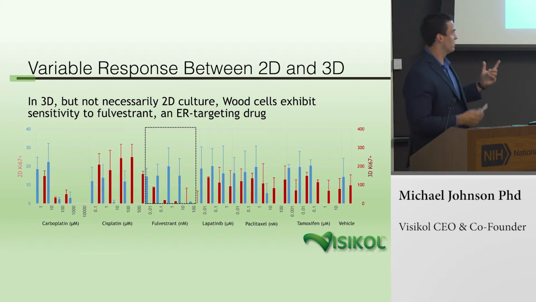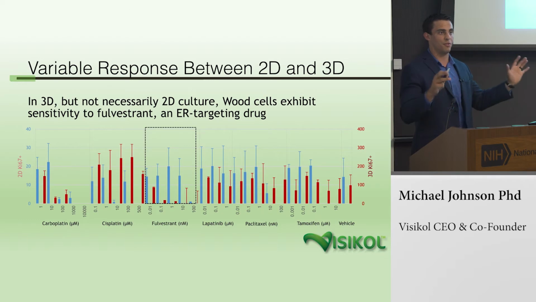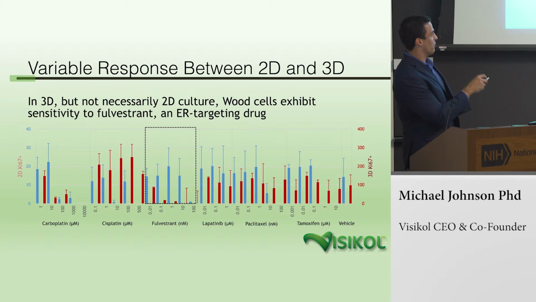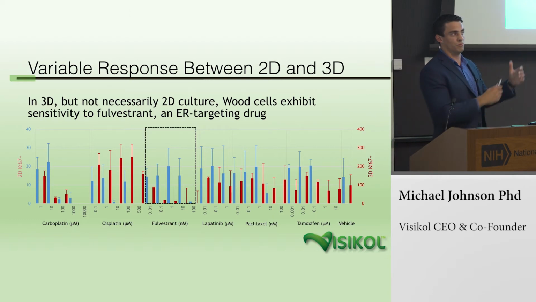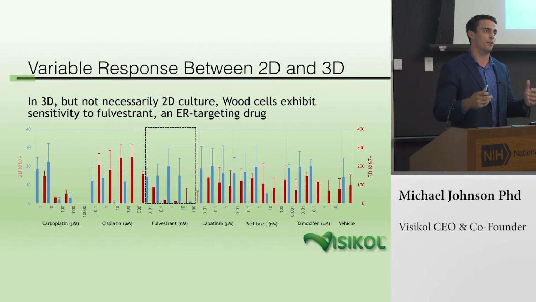Now, this comes into play as we look at a whole bunch of different compounds and start exposing those 3D and 2D models. Over here we have the 2D in blue, and the 3D models over here in red. So if we take fulvestrant, this ER-targeting drug, and expose 2D and 3D to this exact same drug, we don't see any real response in the 2D models, but we do see a response in the 3D models, as to be expected, because we're expressing ER in one but not the other. So the impact here is that we're getting dramatically different results screening the exact same drugs between 2D and 3D, just based upon the physiological properties of what's happening in 3D versus 2D.